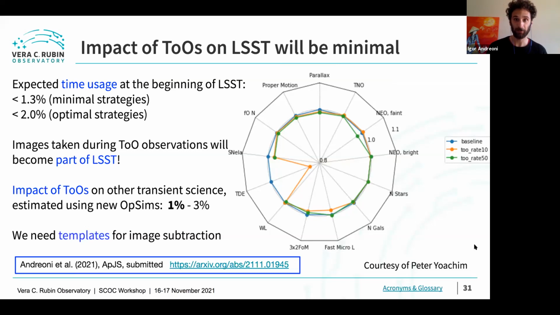And as Peter said yesterday, this leads to a very little impact on most of the science that LSST wants to do. Almost zero for static science, and for other science cases that involve better, more time and better cadence. Peter kindly quantified with simulations that we are looking into a 1 to 3% in a difference for the metrics for the science cases. So I think it's safe to say that the impact expected from TO is really minimal.